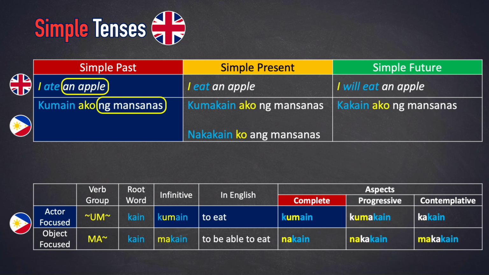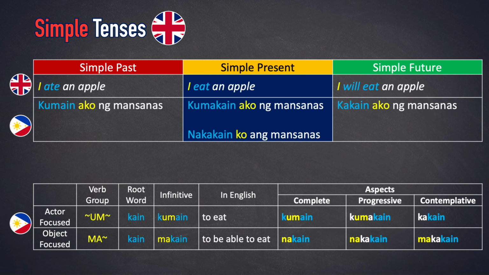I've talked about the use of the marker ng in my review of the Tagalog case markers from episode 110 to 119. Do check it out. Kumain is the completed form which, in this example, squarely corresponds to the past tense in English.